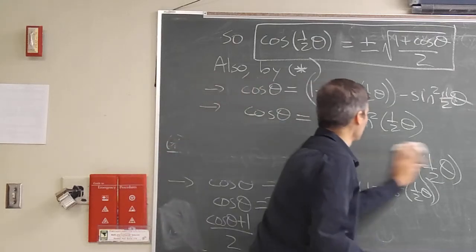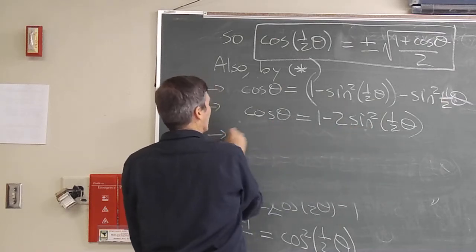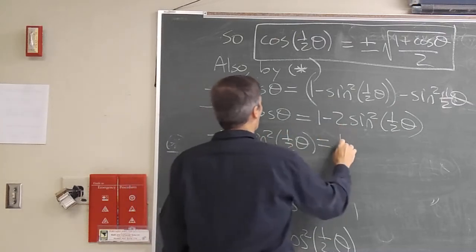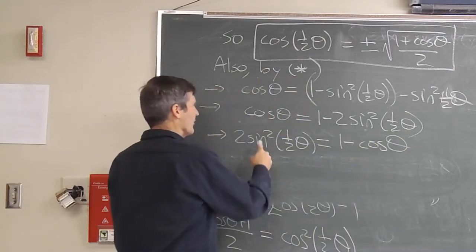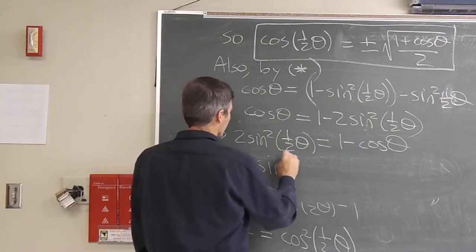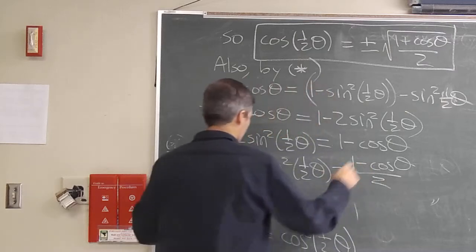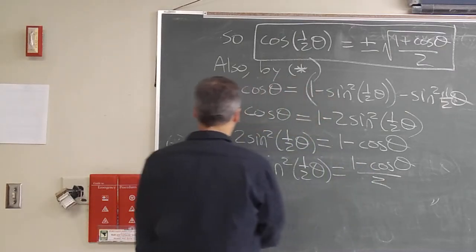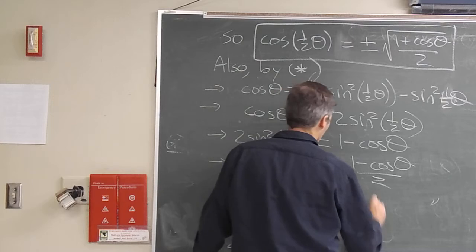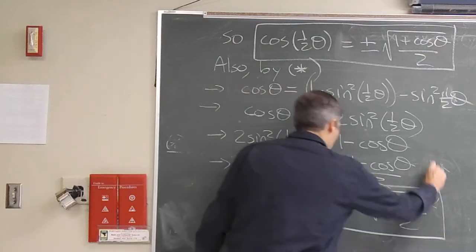And now, if I add this one over here and subtract this one over here, I get 2 sine squared of a half theta equals 1 minus cosine theta. Divide by 2 and take the square root. Well, let's divide by 2 first. Sine squared of 1/2 theta equals 1 minus cosine theta over 2. And if sine squared is equal to this, then sine is equal to plus or minus the square root of this, and we get finally that sine of a half theta is equal to plus or minus the square root of 1 minus cosine theta all over 2. There is a half angle identity for sine.